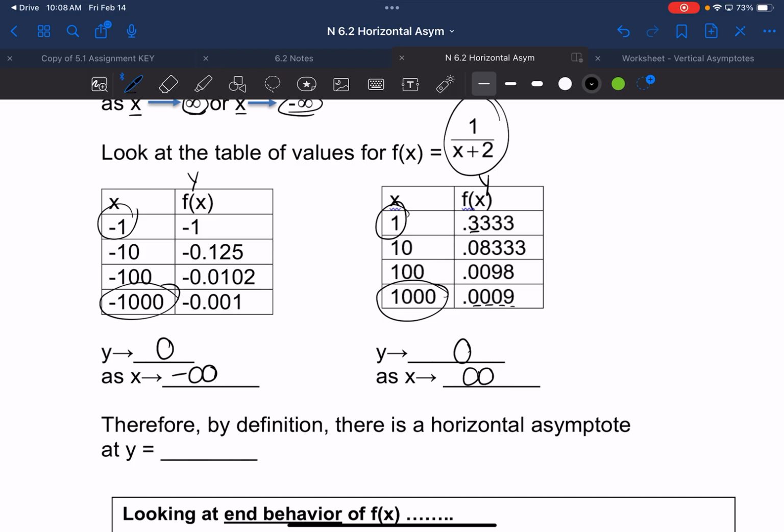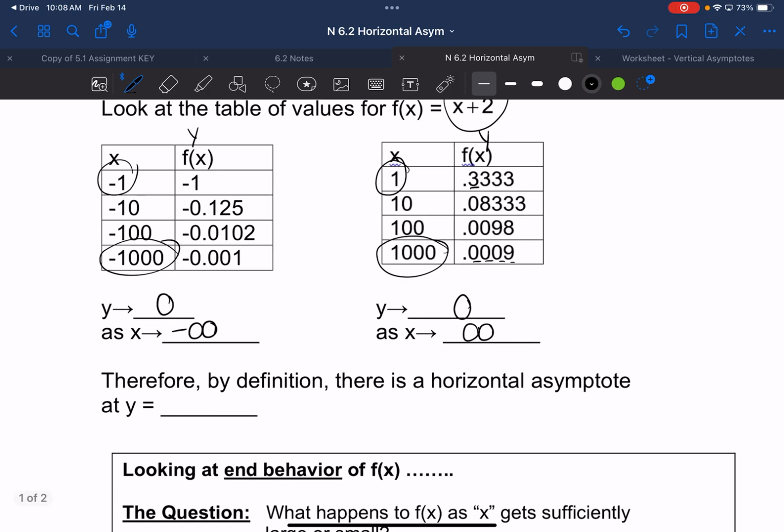Okay. Therefore, since both y values are approaching the same number, but our x is going to negative and positive infinity, we can say that we will have a horizontal asymptote at that y value. Again, remember, horizontal lines, when you graph them, are y equals a number. So that's why we're looking at the y value here.